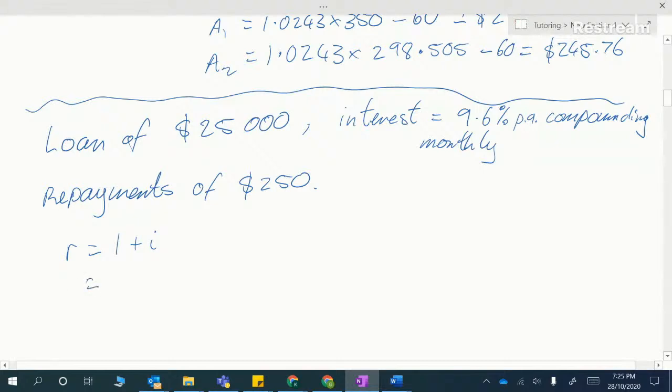So my R value is going to be 1 plus 0.096 divided by 12 because it's monthly. Okay, which is 1.008, I believe. Yeah, so that's going to be my R value. So if you wanted to decrease by a percentage, you would take that percentage away from 1. If you wanted to increase, you would add 1.